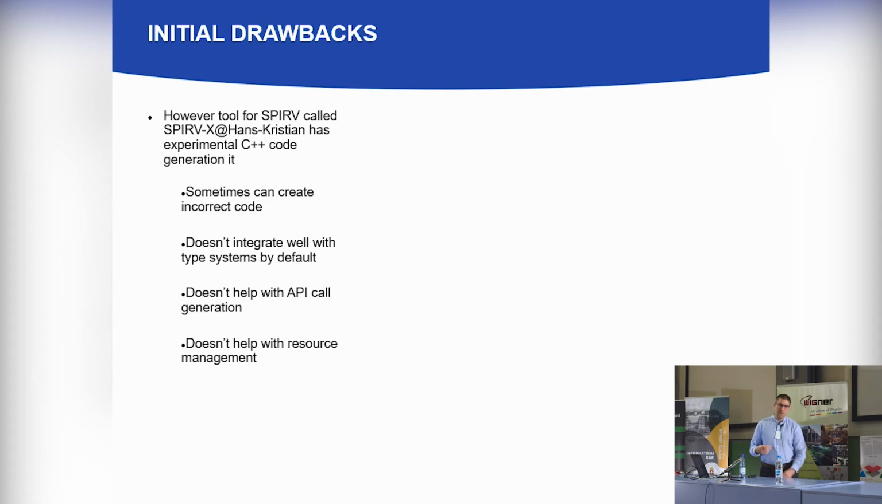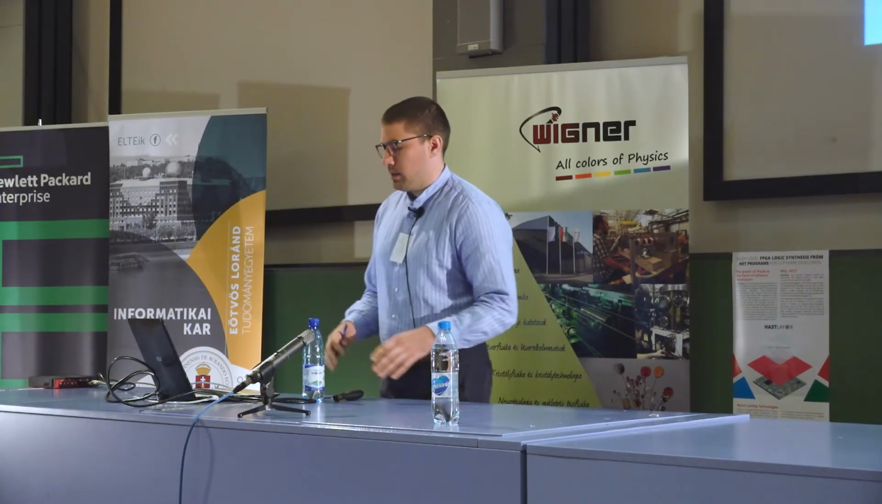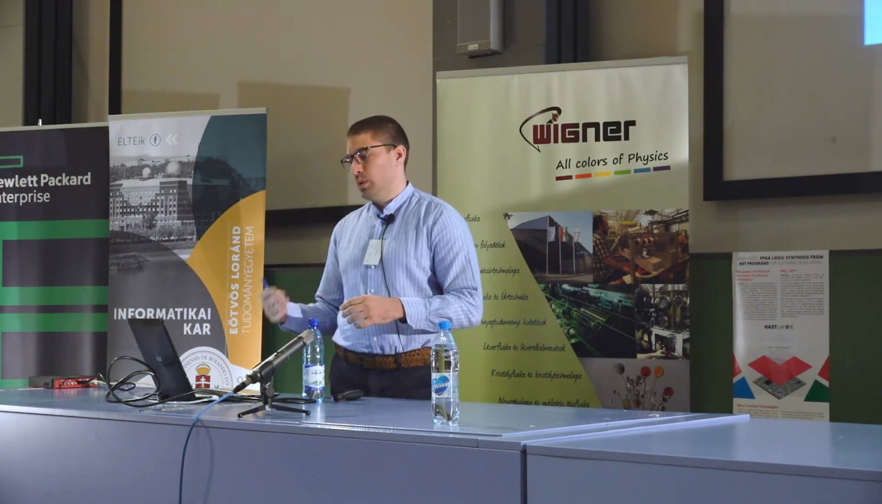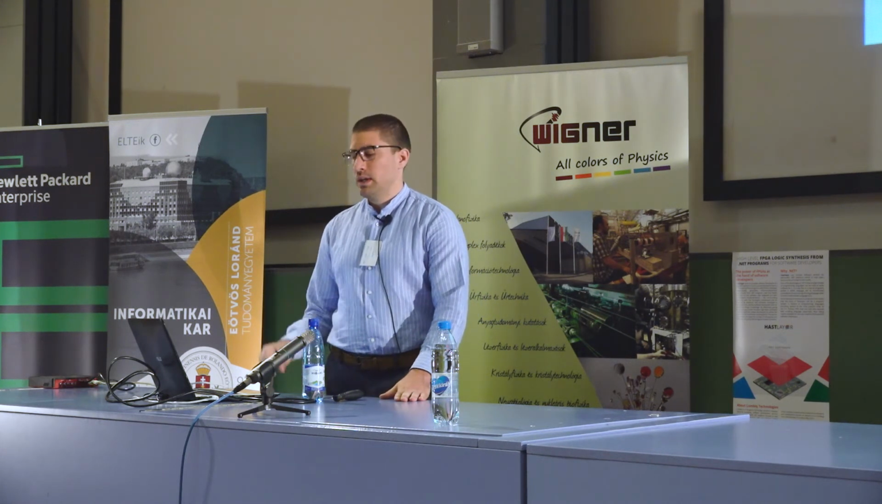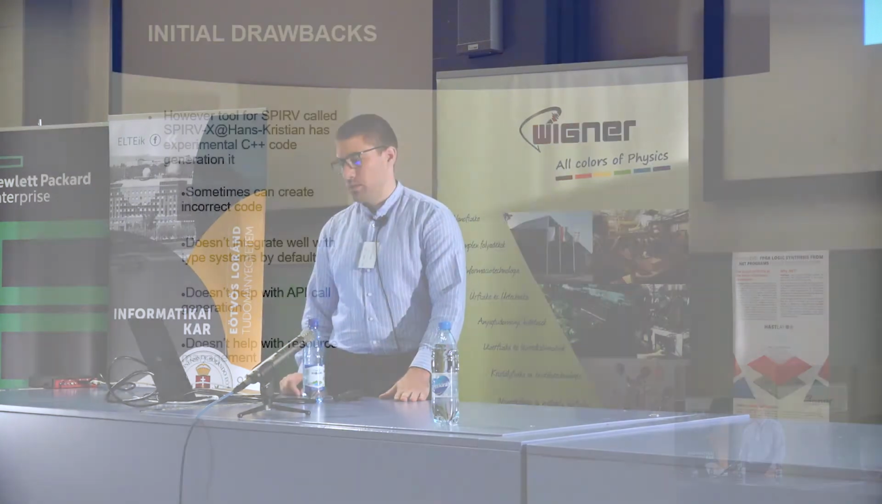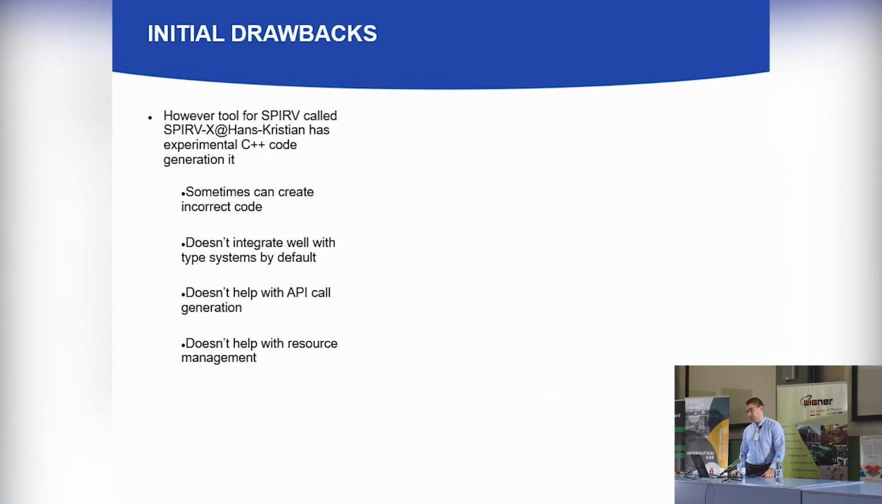Then there's a tool called SPIRV-Cross, which has an experimental C++ generation engine, which basically can generate a C++ equivalent of the shaders you've written using the OpenGL math library. But I think it's still in an experimental state, so sometimes it can generate incorrect code. And also if you have a large system, a large rendering engine or a large simulation engine, it won't integrate well by itself, by default.